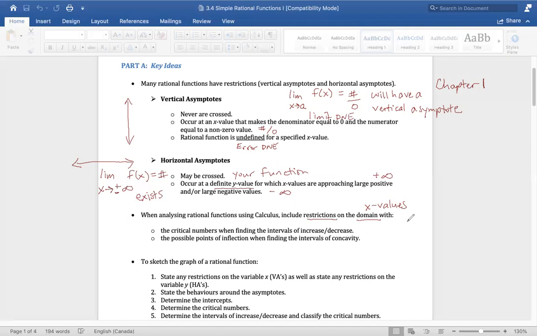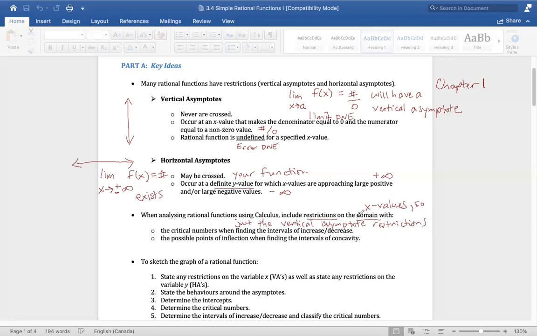So just the vertical asymptote restrictions. If I want to write that out here, it's just a matter of finding room. Just the vertical asymptote restrictions. So I'm only listing the restrictions for the X value, which would be for the vertical asymptotes, okay?